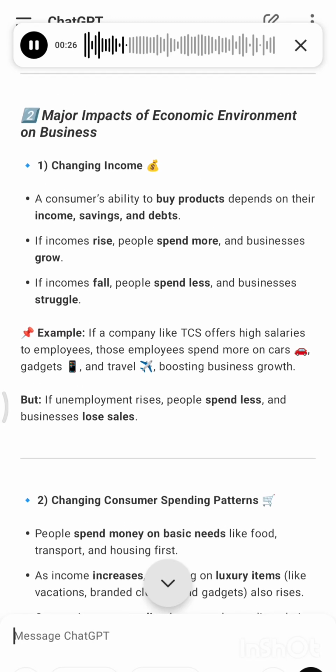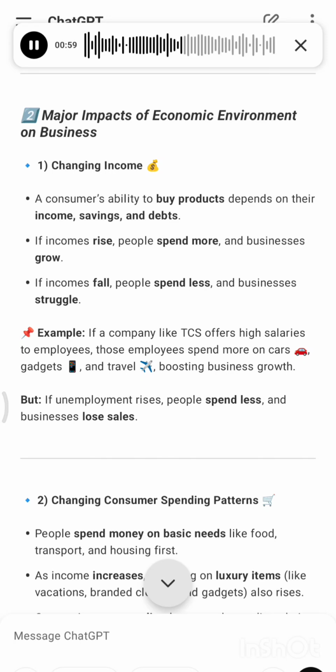Changing income. A consumer's ability to buy products depends on their income, savings, and debts. If incomes rise, people spend more and businesses grow. If incomes fall, people spend less and businesses struggle. Example: if a company like TCS offers high salaries to employees, those employees spend more on cars, gadgets, and travel, boosting business growth. But if unemployment rises, people spend less and businesses lose sales.